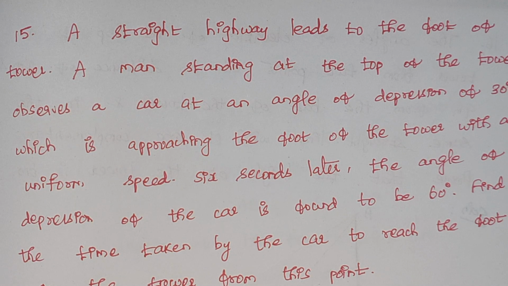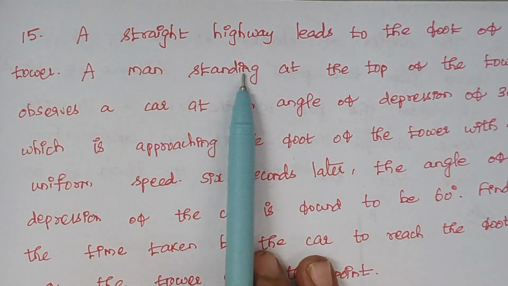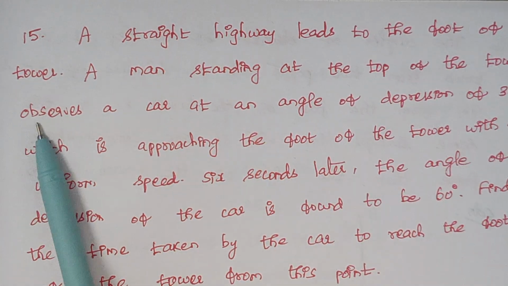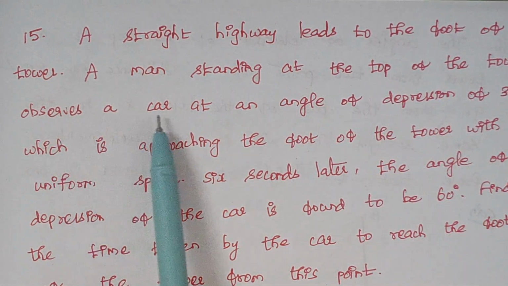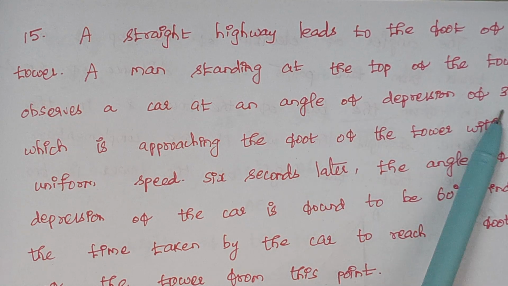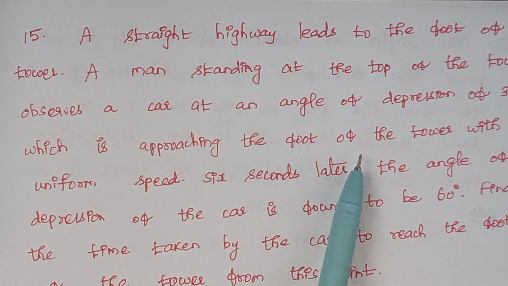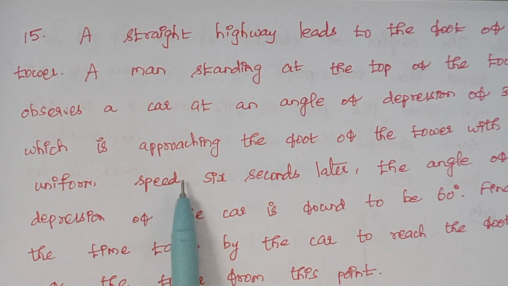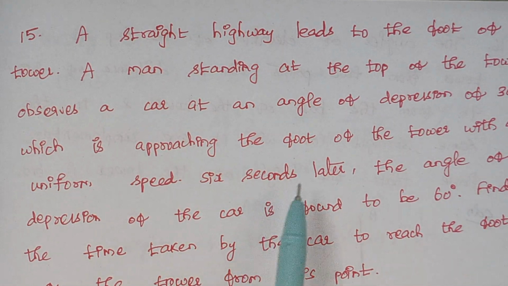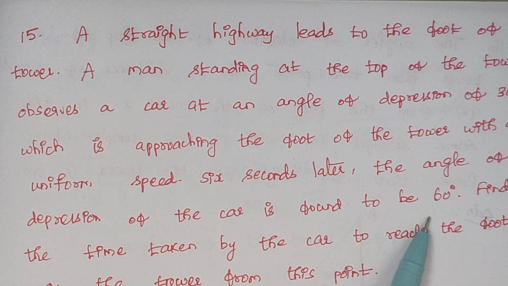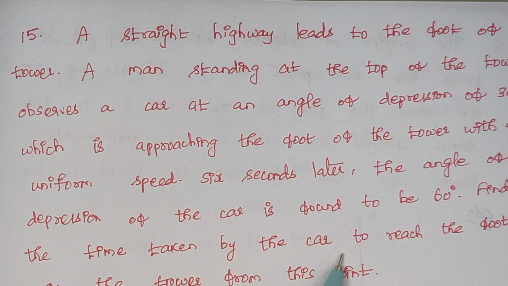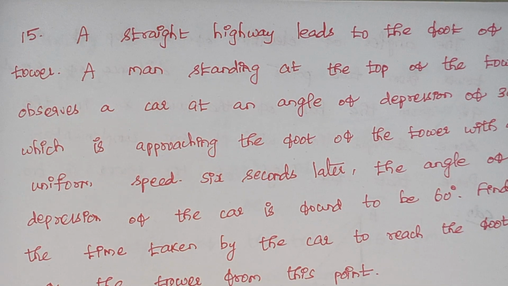Today we are going to solve problems 15 and 16 under exercise 9.1. The problem is, a straight highway leads to the foot of a tower. A man standing at the top of the tower observes a car at an angle of depression of 30 degrees, which is approaching the foot of the tower with a uniform speed. 6 seconds later, the angle of depression of the car is found to be 60 degrees. So find the time taken by the car to reach the foot of the tower from this point.